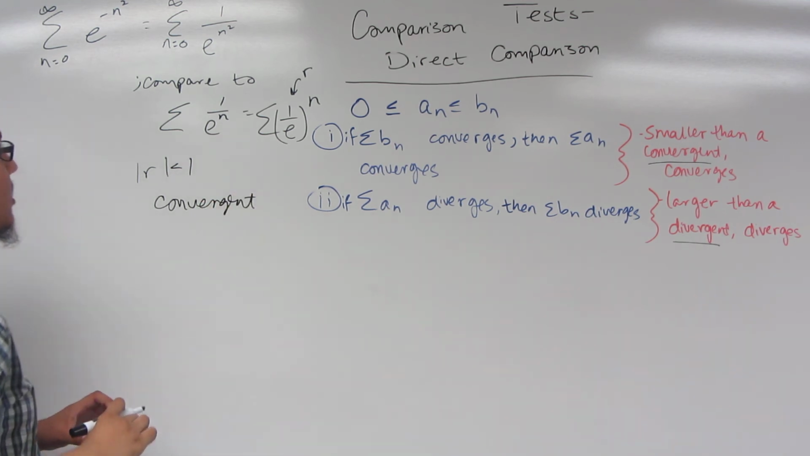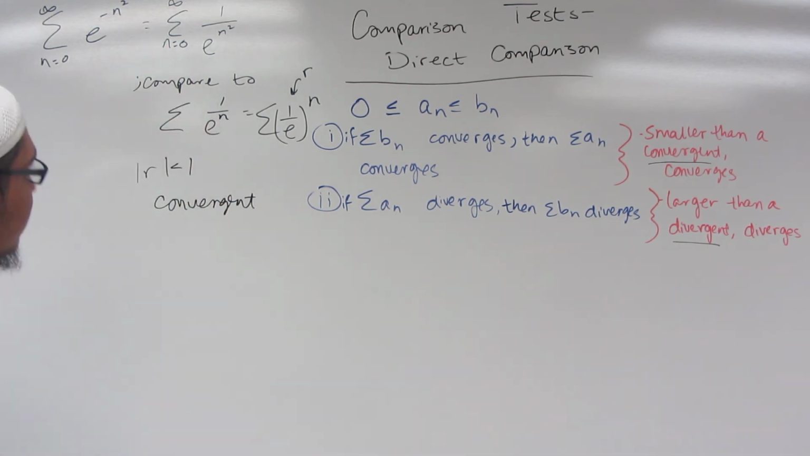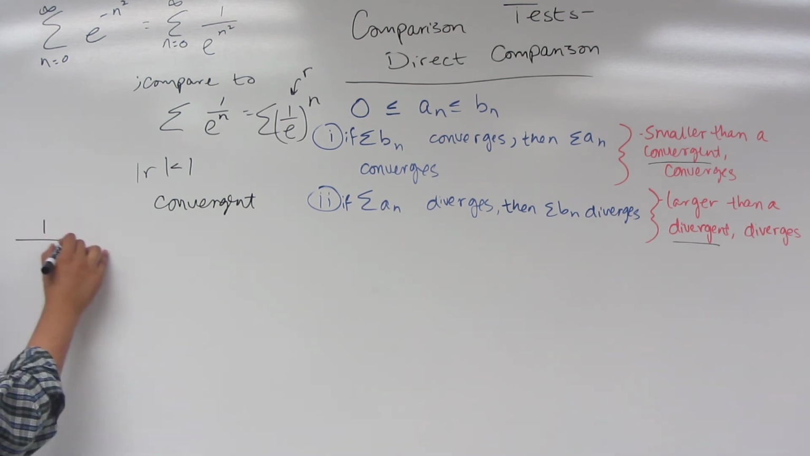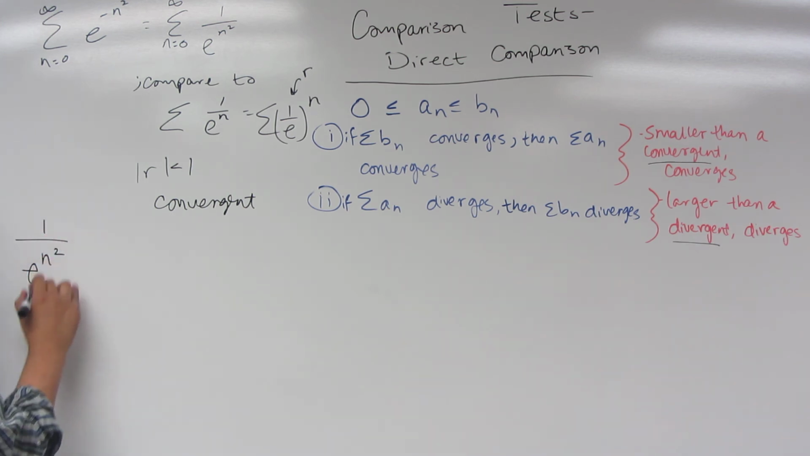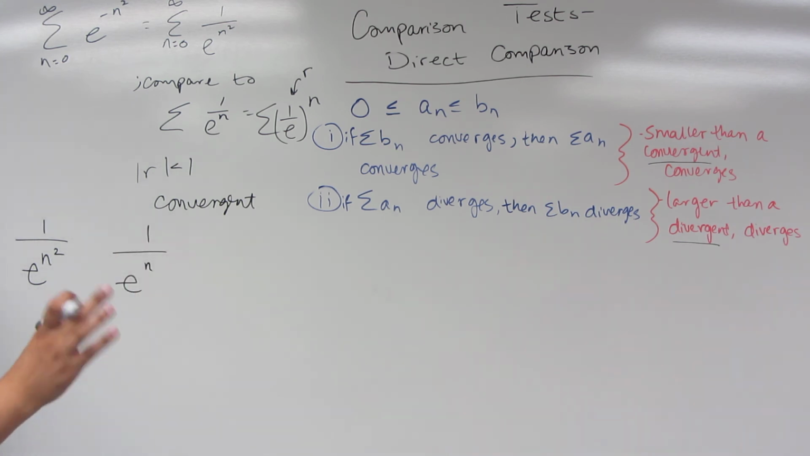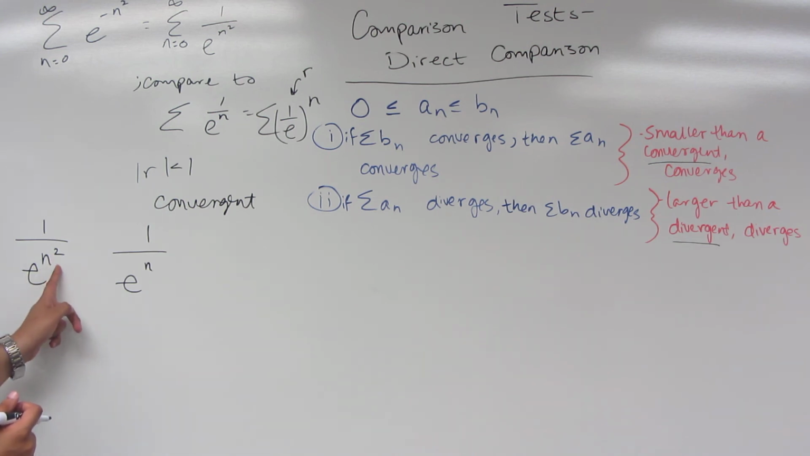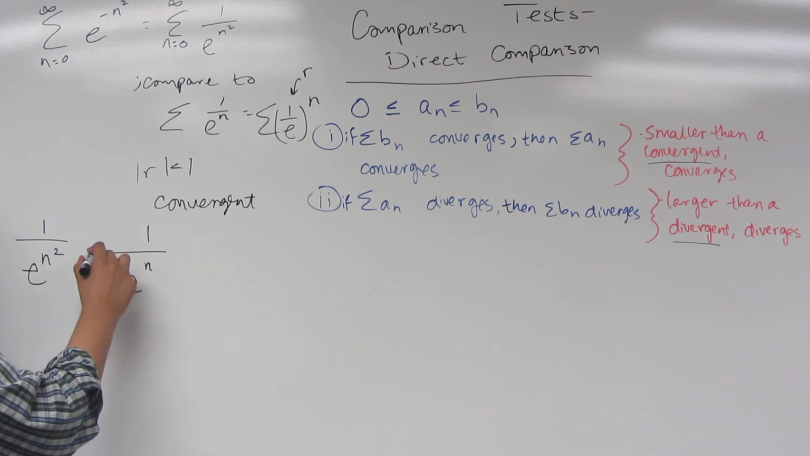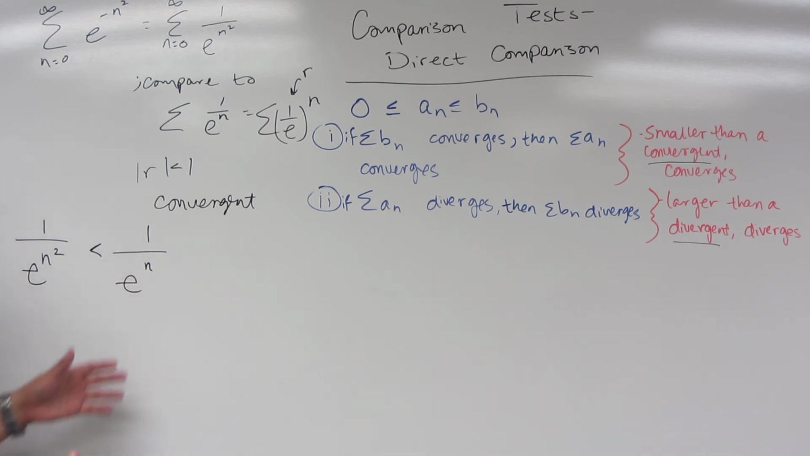All right. Now let's compare this series to this one. We have 1 over e to the n squared. Let's compare this to 1 over e to the n. This is a little bit trickier example. Which one has the larger numerator? Well, obviously, excuse me, which one has the larger denominator? This one has a larger denominator, seeing as n to the second power is just n over here. So because we have a larger denominator over here, it's overall a smaller fraction.